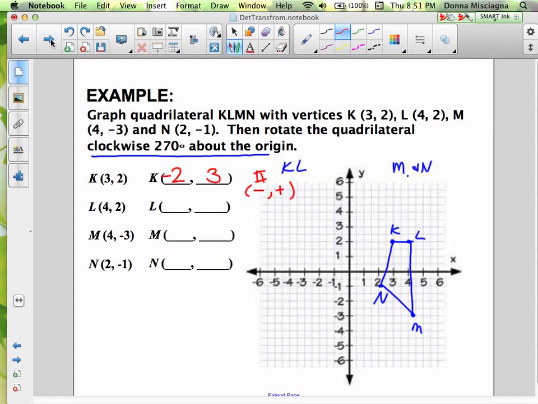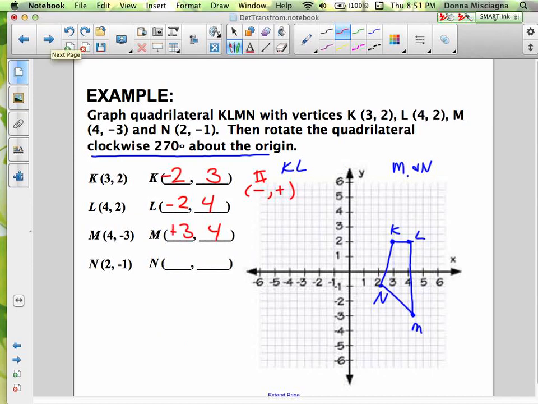Okay? All right, so now for 2 we're going to switch. Okay? And the new x is going to be negative, so that'll be negative 2, 4. For negative 3, switch. Right? And then the first one's going to be the opposite. So instead of a negative 3, 4, we're going to have a positive 3, 4.